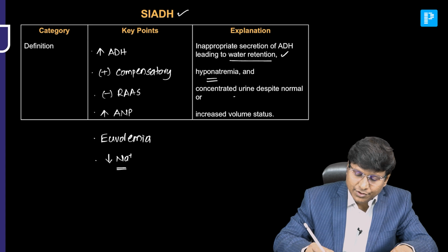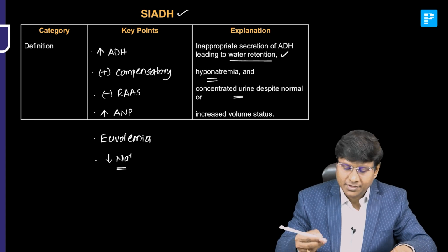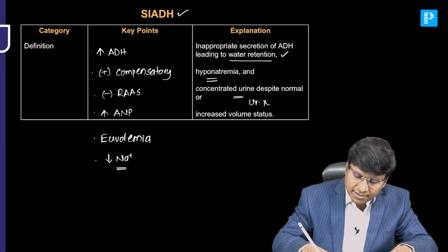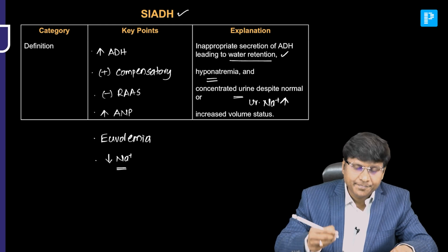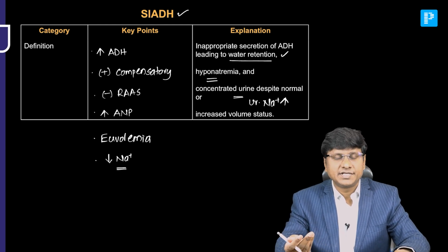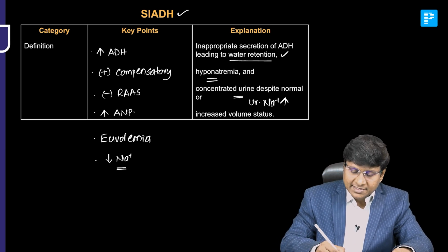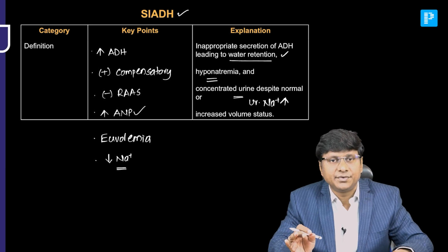But what will happen to the urine? It will be a concentrated urine. Why? Because in the urine, the sodium is increased due to the inhibition of RAS, because there is no aldosterone, and at the same time, there is release of the atrial natriuretic peptide.